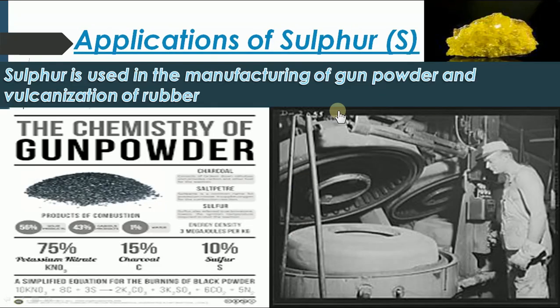Next one, we'll go for sulfur. Sulfur is another non-metal, a yellow colored solid, and sulfur is used in the manufacture of gunpowder and vulcanization of rubber. You could see it's a combination of charcoal, saltpeter and sulfur here. So it is used as a combination. If you use this material, you get gunpowder, and it is also used in the vulcanization of rubber. You could see they just do the vulcanization process here. You could see that process. The sulfur is used in this process.